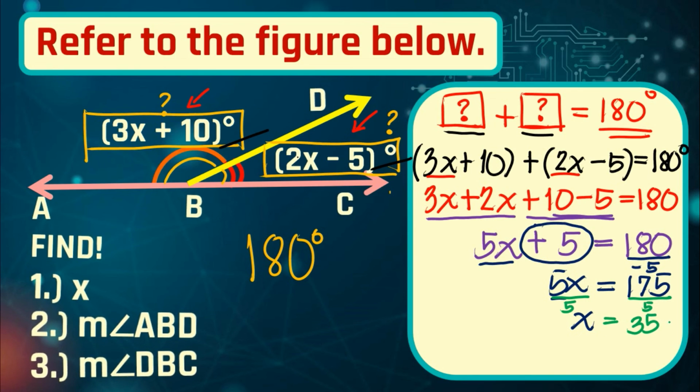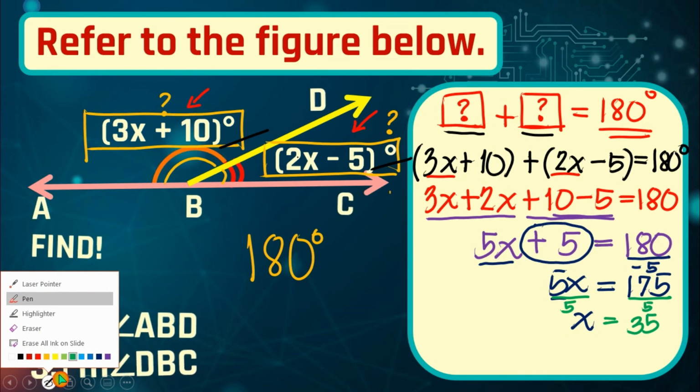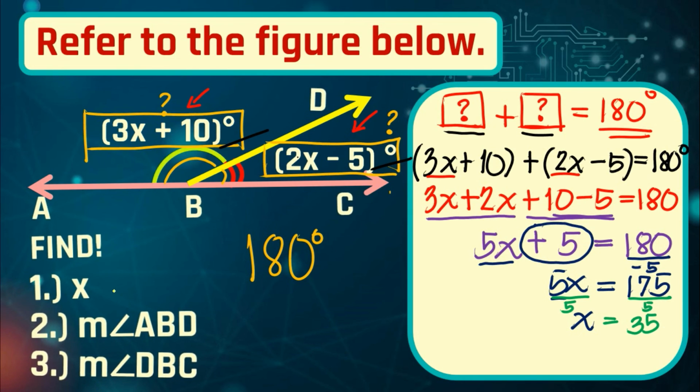So, you have 35. Take note, yung x pa lang to, ha? Yung x pa lang. Okay? So, ang x pa lang natin ay 35. Pero, we're almost done. Kasi madali na lang mahanap to.